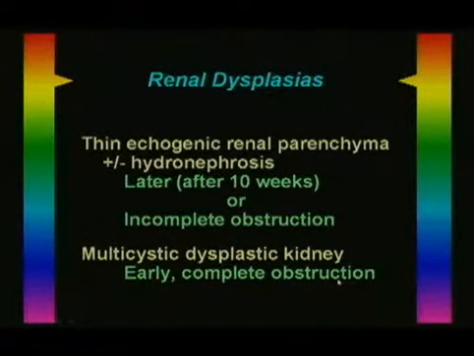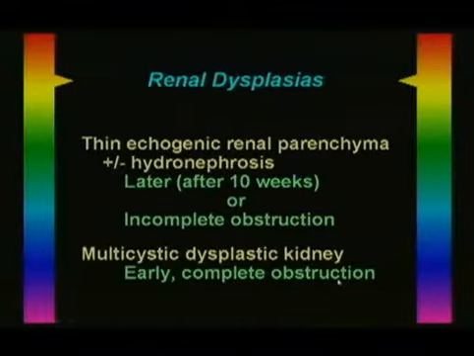Now, renal dysplasias occur when there's obstruction of the kidney that leads to damage to the renal parenchyma. And there are two types of renal dysplasia. The first type occurs when the obstruction to the kidney occurs after 10 weeks gestation, or when the obstruction to the kidneys is incomplete. And this leads to a dysplastic kidney that may have a thin echogenic renal cortex and may or may not have hydronephrosis.